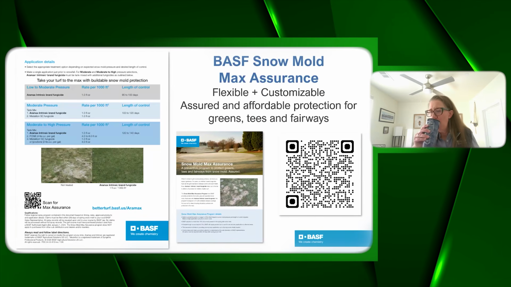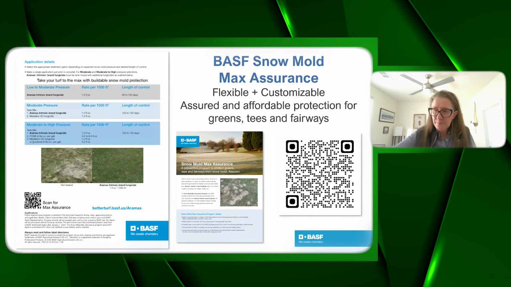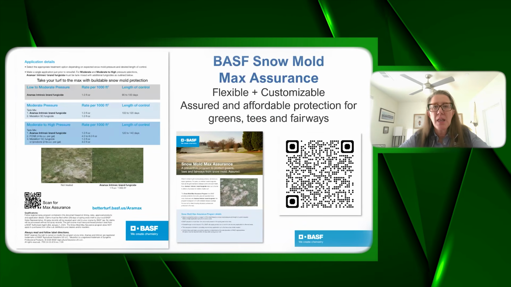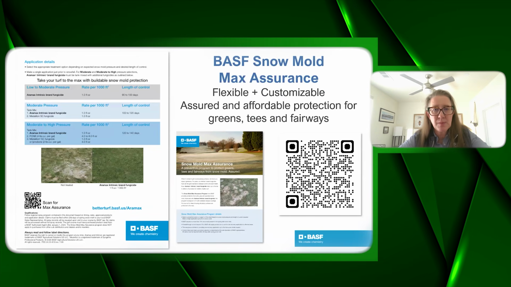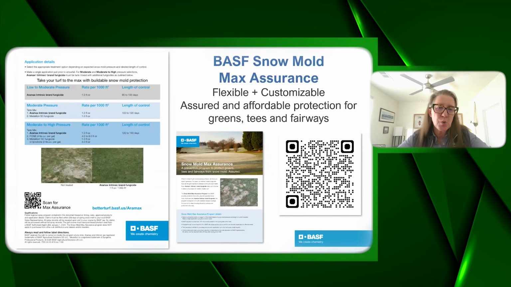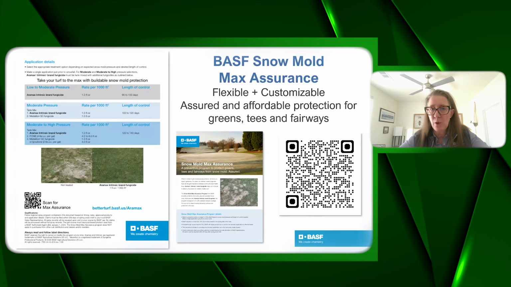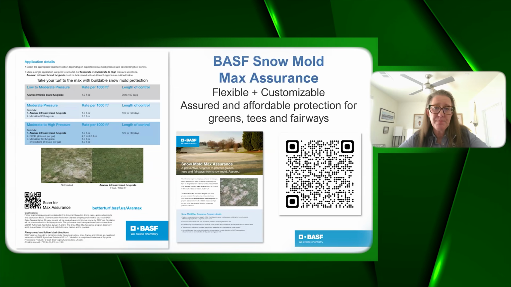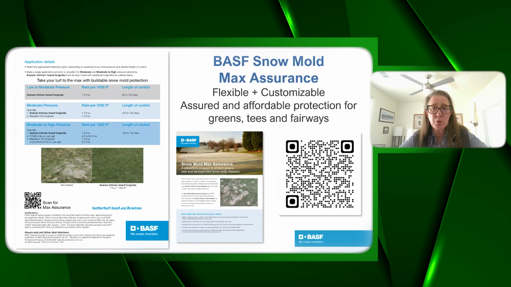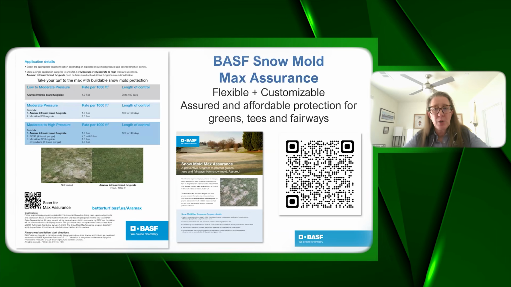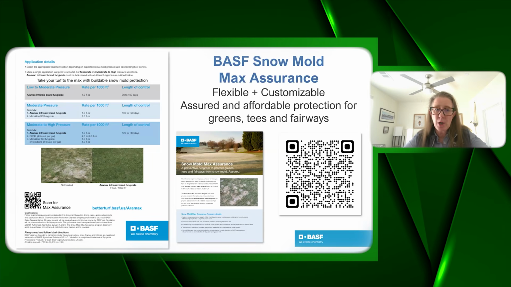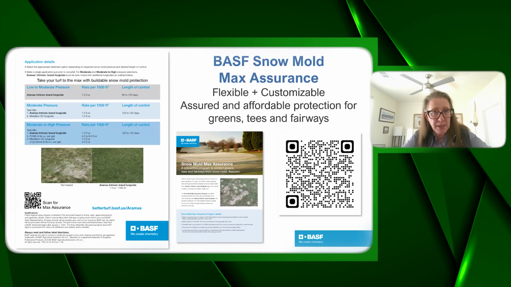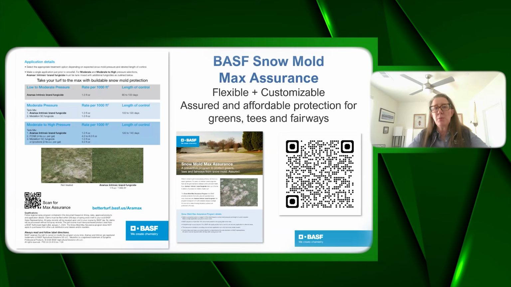Let's talk about snow mold. This is our BASF Snow Mold Max Assurance program. This is a flexible, customizable program that lets you build the protection that you need depending on where you are in the country. This is an assured program and it's affordable protection. So you can put it on greens, tees, fairways, wall to wall, whatever you need. And the QR code will take you right to the program, or you can contact your sales rep or one of us to send it to you. I don't think you need our help making decisions about which option you want. Let me show you how it works.